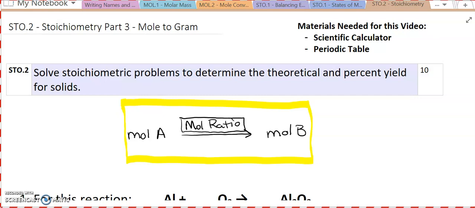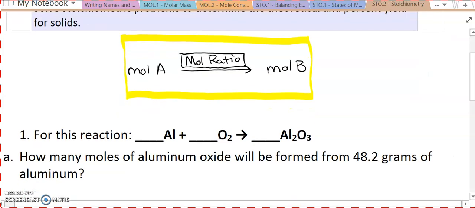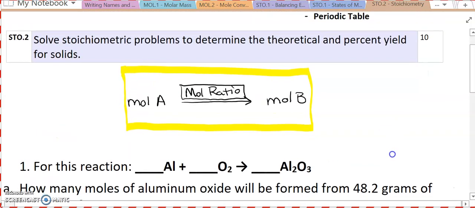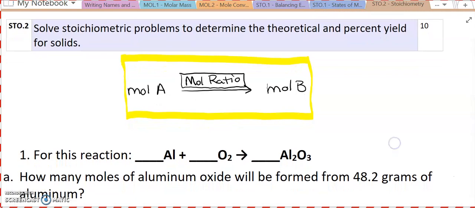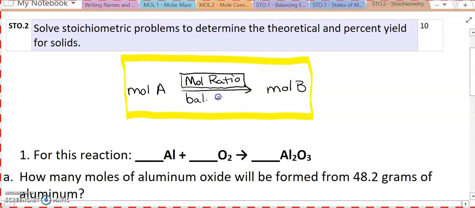In previous videos, we've taken a look at what is stoichiometry, and we've taken a look at mole to mole conversion using what we call the mole ratio that comes from the balanced equation. And what we said is if you have a balanced equation, you can convert between any two parts of that balanced equation. So if I take a look at the equation in number 1, I have aluminum reacting with oxygen to form aluminum oxide. First step is to always balance the reaction.